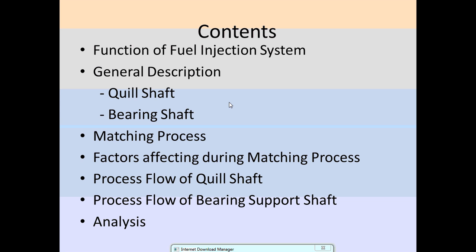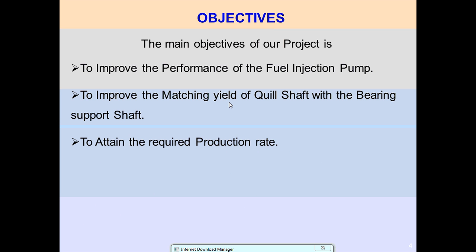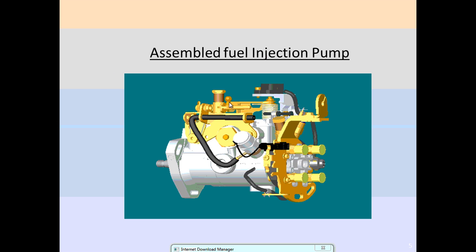Our content will give the general description about the quill shaft and bearing support shaft. We will also tell you about the machining process and the factors affecting it, which cause the company's yield to decrease, and the process flow of the quill shaft and bearing support shaft, and we'll give the analysis. Our objective is to improve the performance of the fuel injection pump so that customer demand could be fulfilled, and to improve the matching yield of the quill shaft with the bearing support shaft.